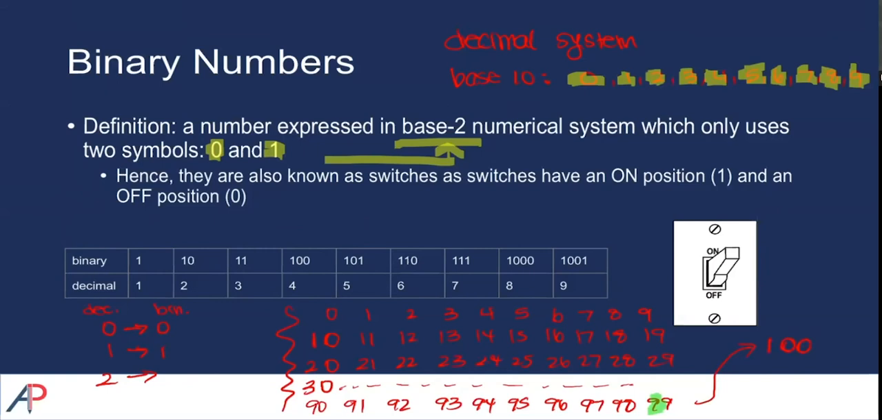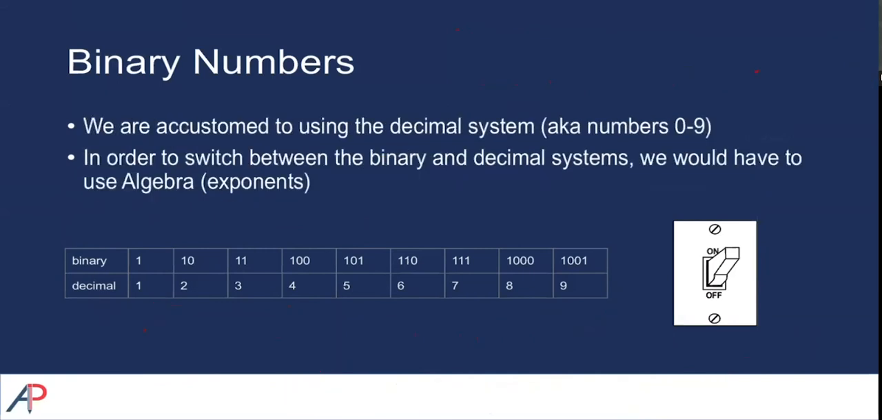Let's see how that translates in our binary system. In our binary system, we can start with 0. When we start with our 0, this is decimal, and this is going to be binary. Decimal 0 and binary 0 are both the same. They're both 0. Decimal 1 and binary 1 are the same. Here's where it gets tricky now.